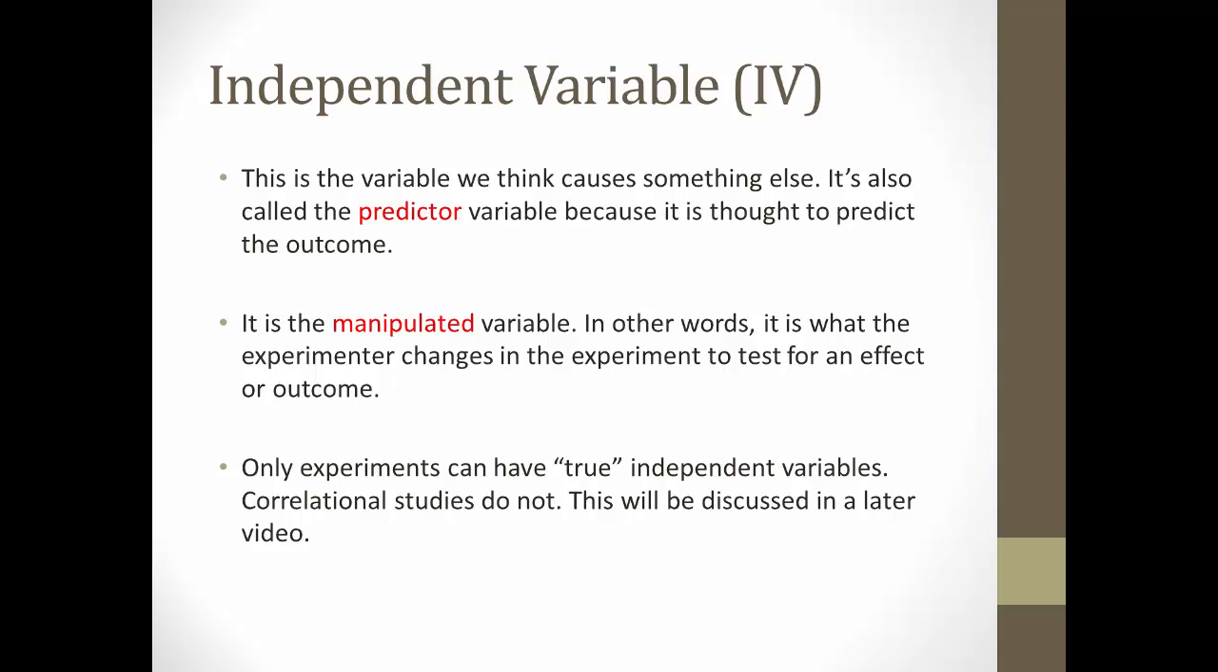An independent variable is a variable that we think causes something else. It's also called a predictor variable because it's thought to predict the outcome. It is the manipulated variable. In other words, it's what the experimenter changes in the experiment to test for an effect or an outcome. Only experiments can have true independent variables. Correlational studies do not. This will be discussed in a later video.